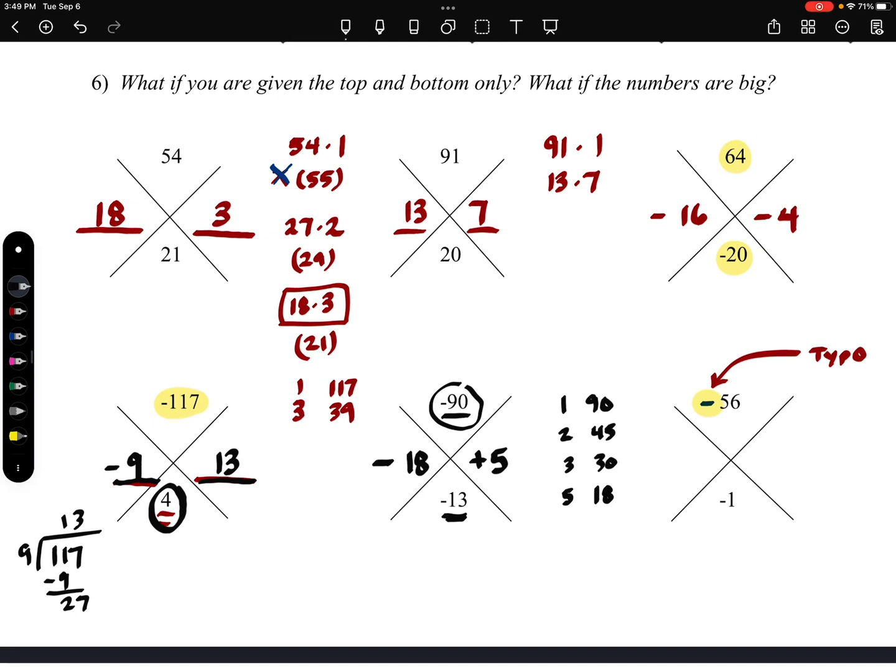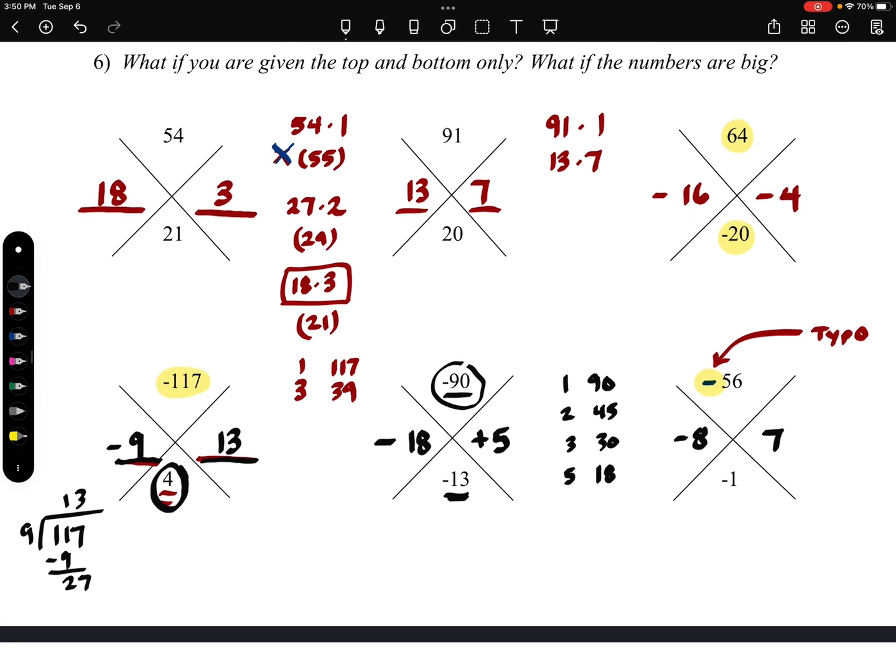Then the last one, make sure you entered that negative in front of the 56 here before you started. Okay, so we're looking for two numbers that multiply to give us 56, or negative 56, and then differ by 1. Well, I know the two numbers would have to be negative 8 and positive 7. And that would be our answer.